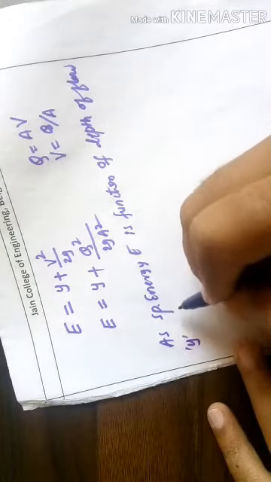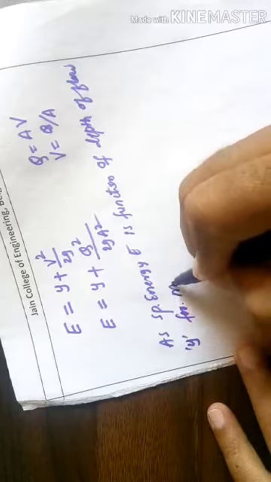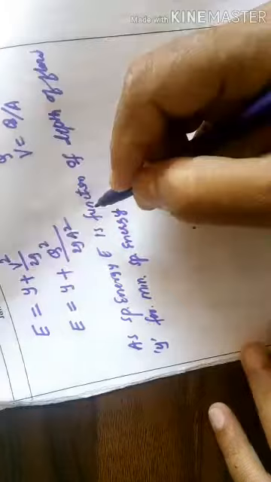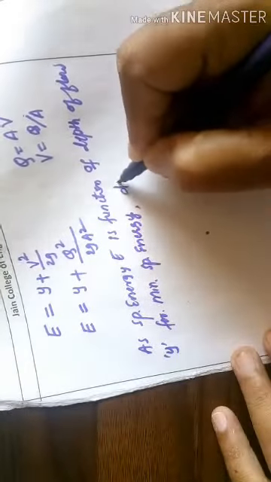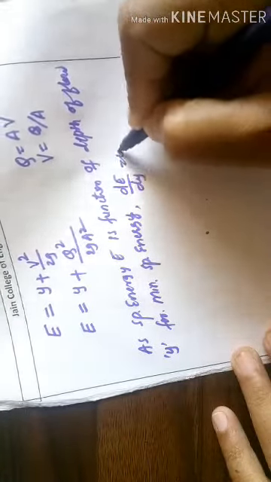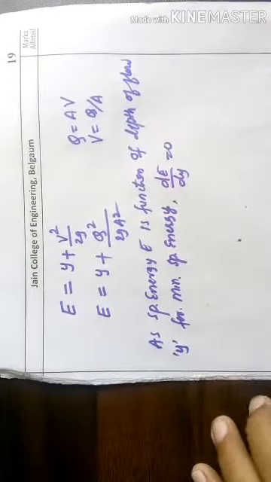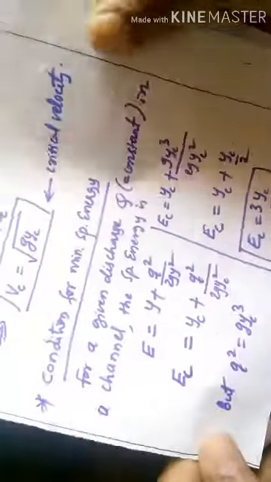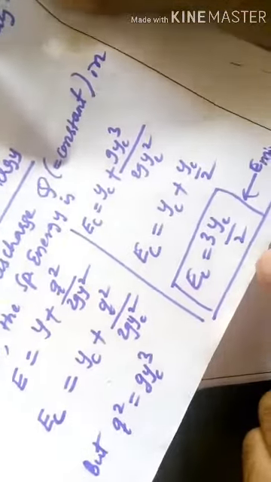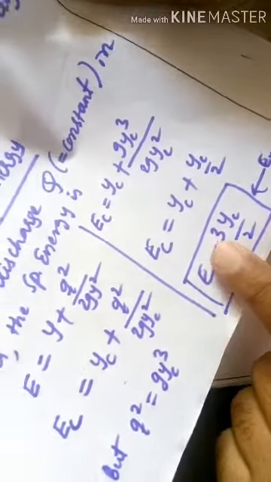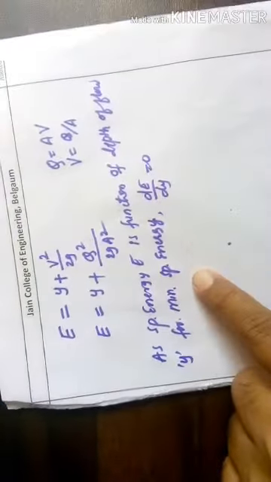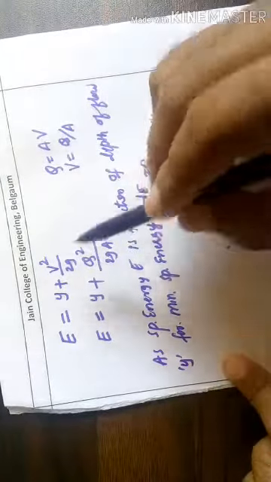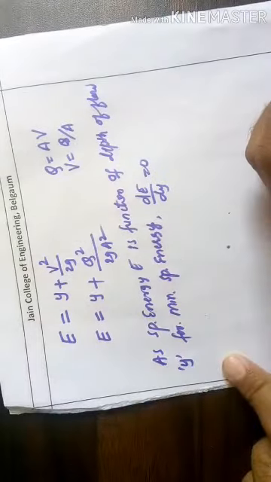For minimum specific energy, dE by dy is equal to 0. So here also we have solved the same. This specific energy is in terms of critical depth. Okay, so another condition we get as, when you substitute this one in the equation, the same procedure to be followed.